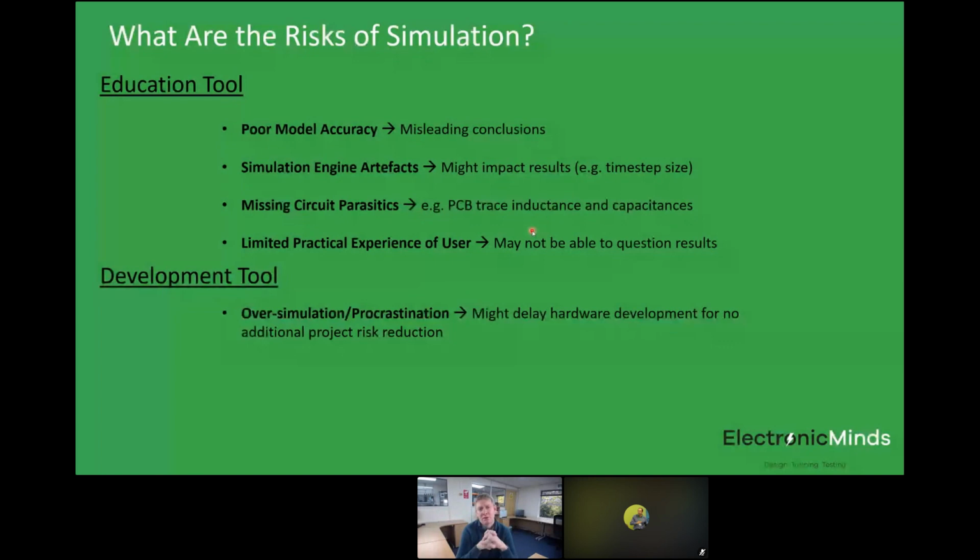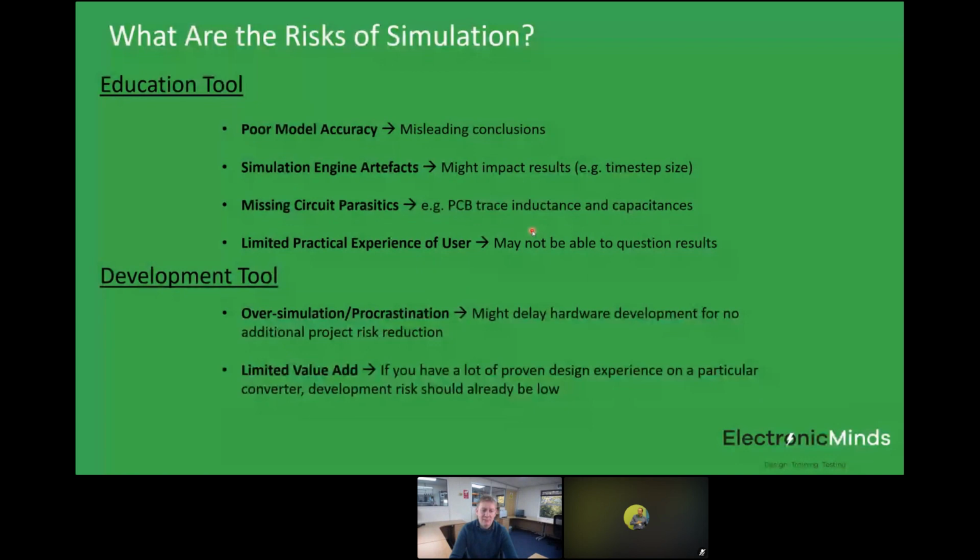However, if it's just a little 50 watt flyback like I keep talking about here, we've developed enough of those over the years that there's pretty much no point in simulating. We just know how to build them. So it really depends what you're doing, and therefore the amount of simulation you do really should be judged against the risk and consequences of your first hardware prototype going wrong.